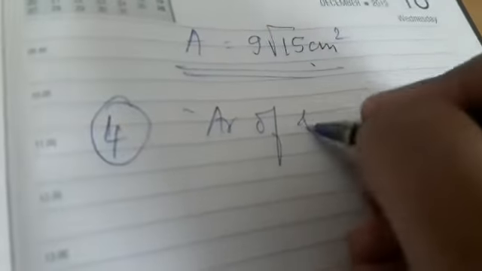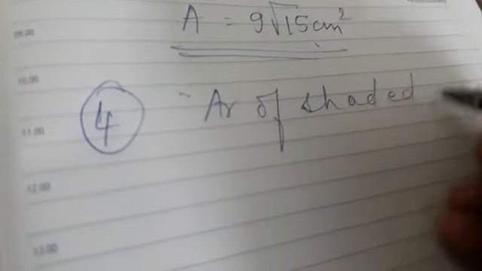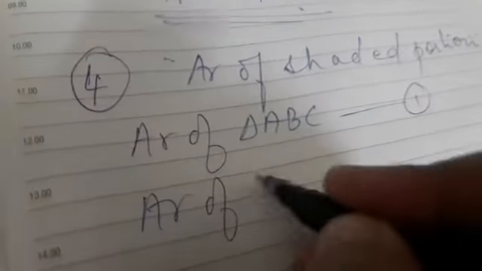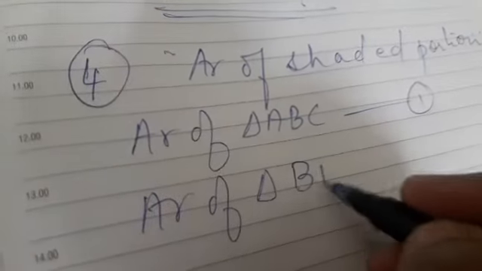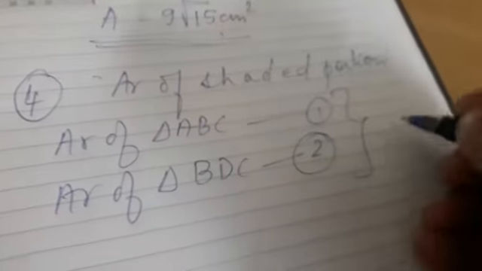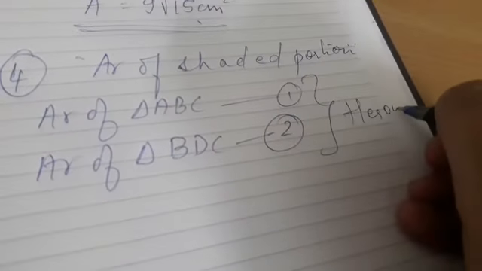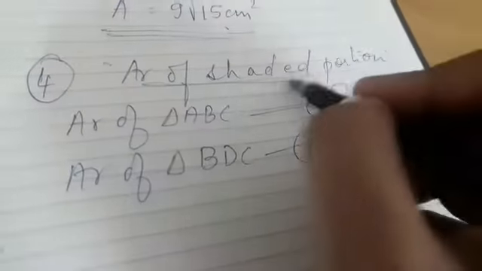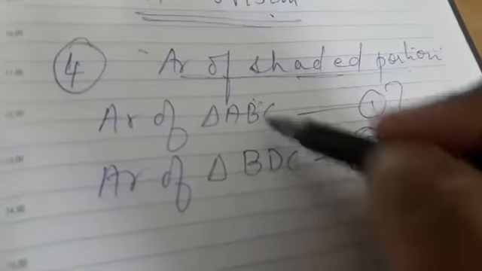The area of the shaded portion will be, all the three sides are given. So we'll first find the area of triangle ABC. That will be your one answer. Then you will find the area of triangle BDC. That will be another answer. Both answers you will take out by Heron's formula, and then to find the area of the shaded portion you will subtract the two answers.